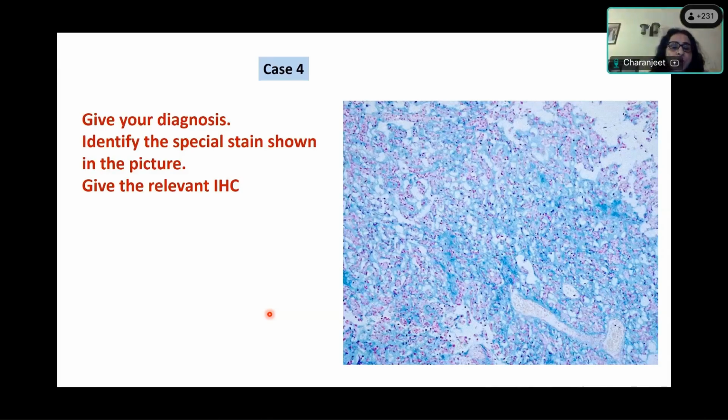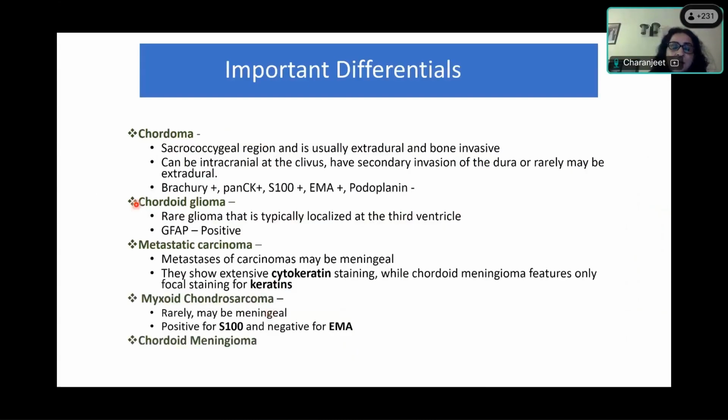So good. So chordoma, chordoid glioma, chordoid meningioma, and then there are other differentials also like metastatic carcinoma, but it doesn't look like one, and myxoid chondrosarcoma. Myxoid chondrosarcoma will be S100 positive. Chordoma will be brachyury positive, and then you've already told me the markers for chordoid meningioma.